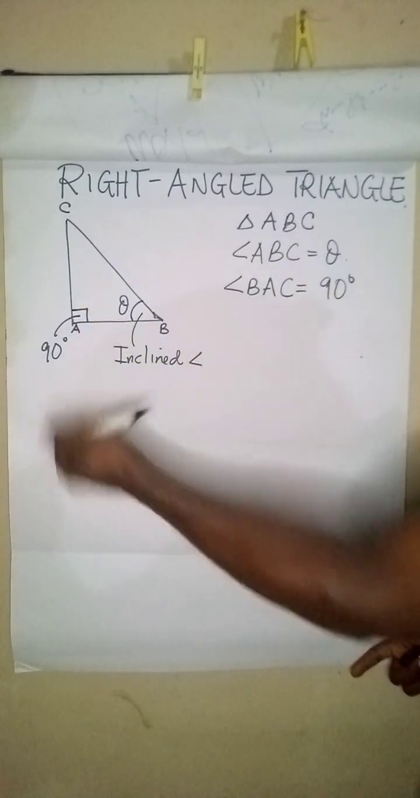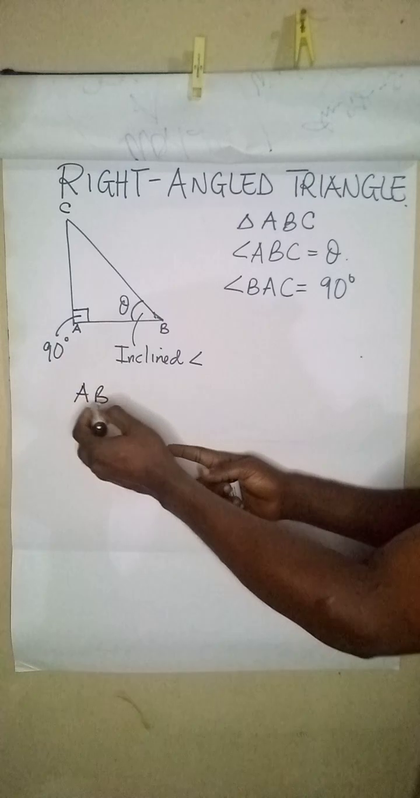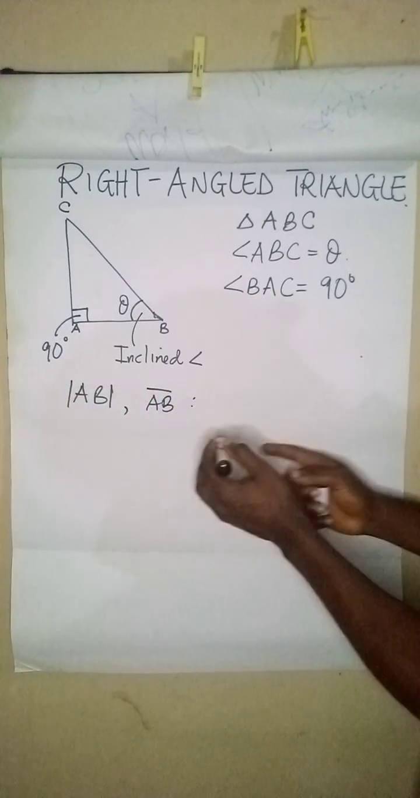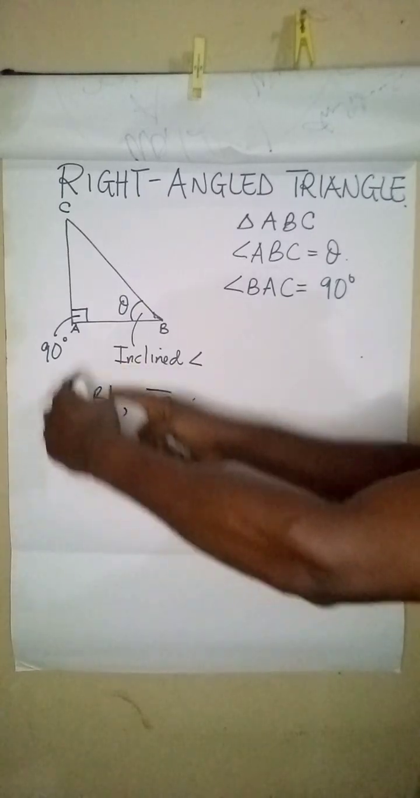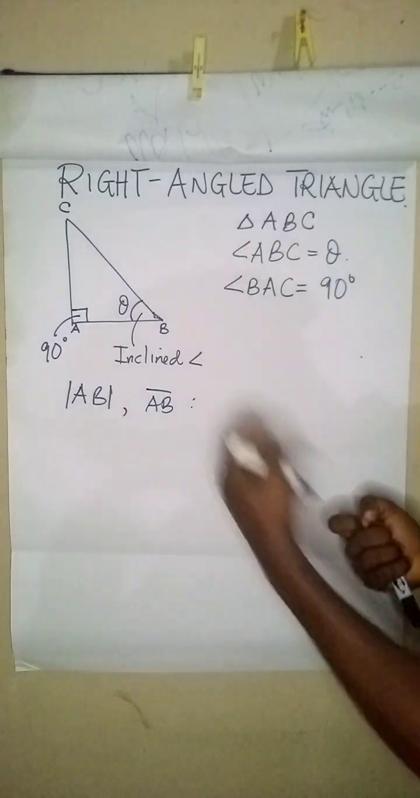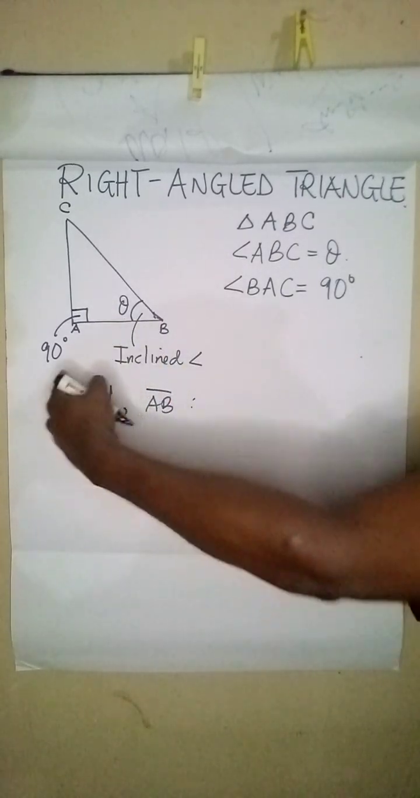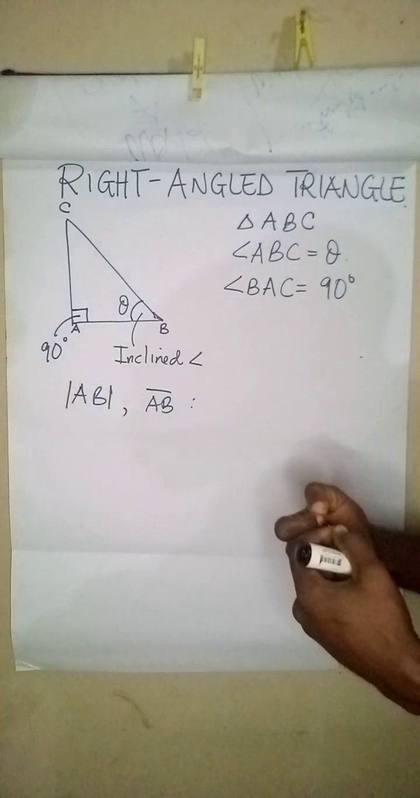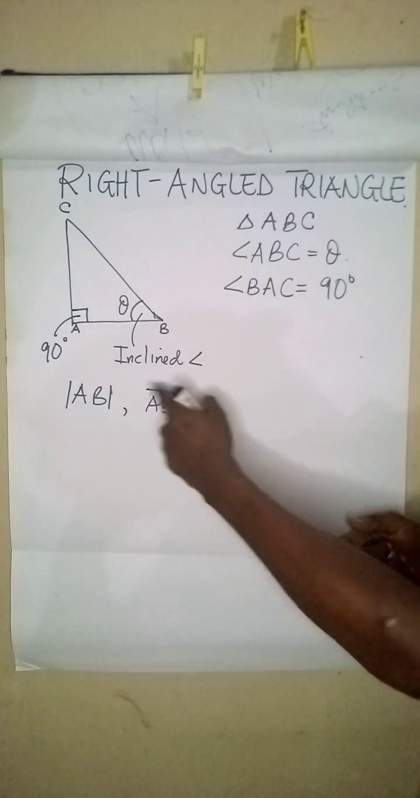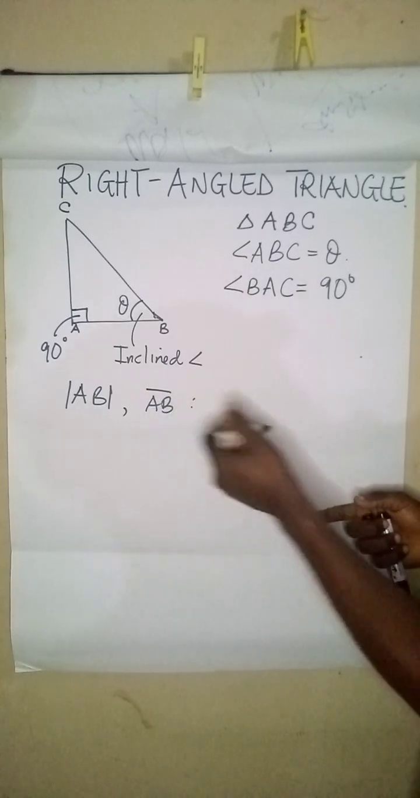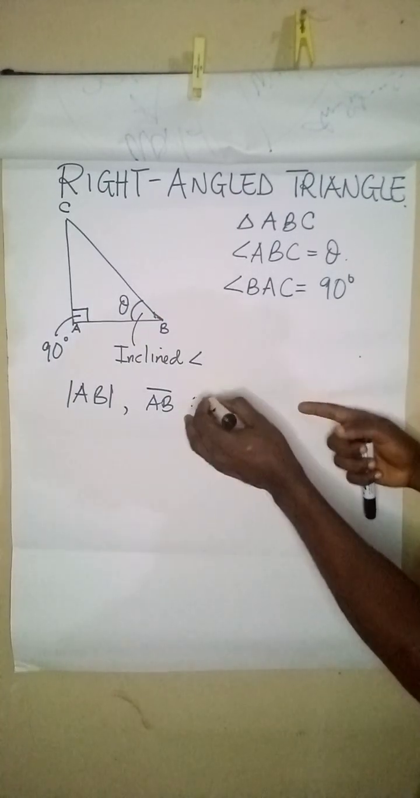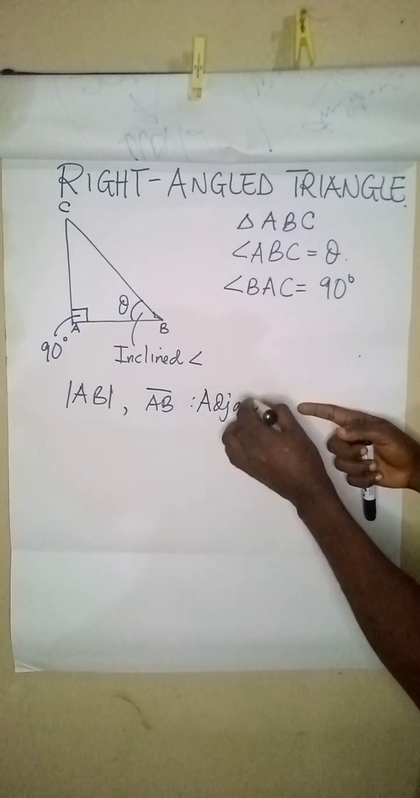So the side AB, we can call it the side AB, can also be called AB. When this is written like this, it's talking about the magnitude of AB, the size of AB. So maybe AB was 4 cm. So this absolute value sign says the size of the side AB is 4 cm, but you can refer to this as a line segment. So this line segment refers to the part of this triangle that is the adjacent side. So we can call that the adjacent.